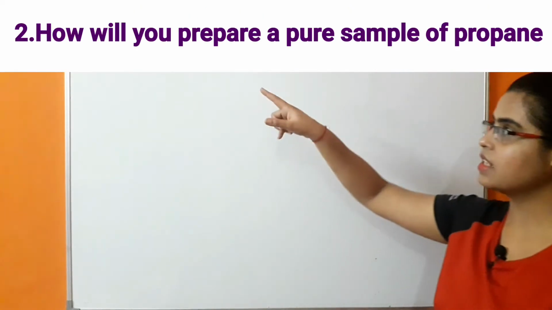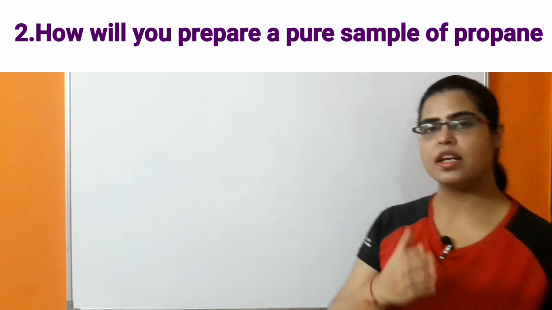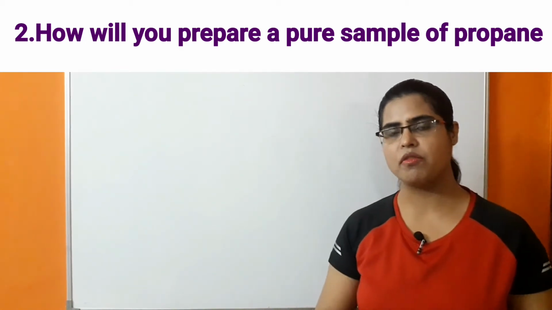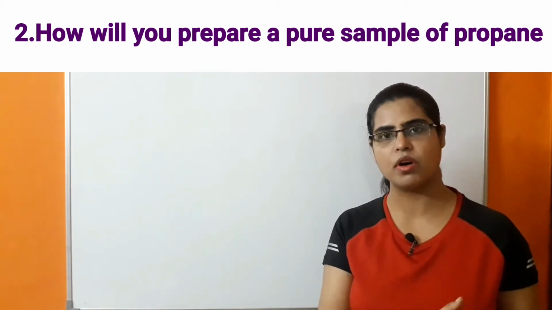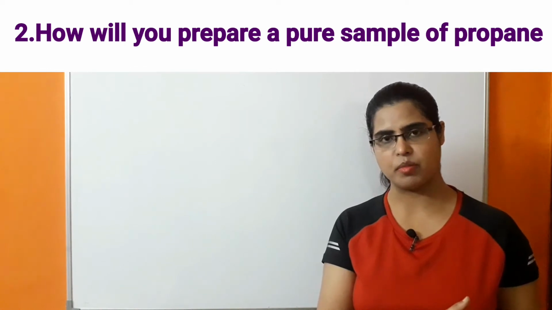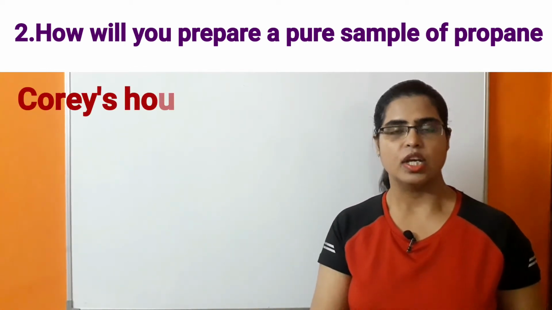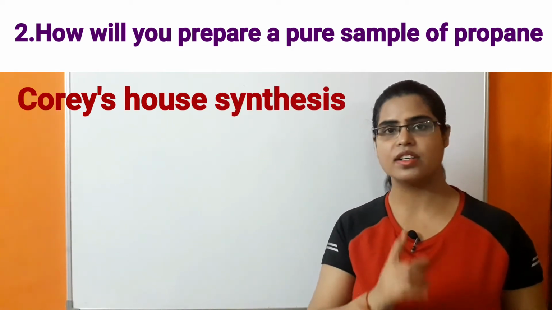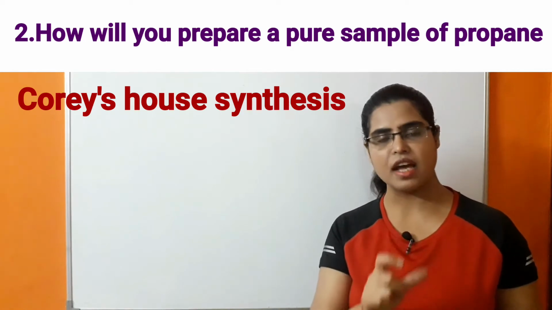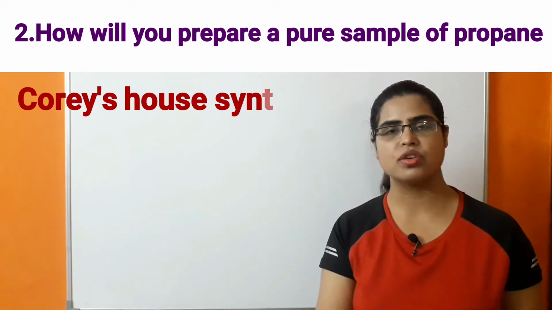A question related to alkanes: how will you prepare a pure sample of propane? We know that we cannot prepare a pure sample of an unsymmetrical alkane by using Wurtz's reaction. It is not suitable for unsymmetrical alkane formation, whereas it is suitable for the preparation of symmetrical alkanes. So which reaction will be useful for the preparation of an unsymmetrical alkane? That is Corey-House synthesis. We have studied Corey-House synthesis in the preparation of alkanes.